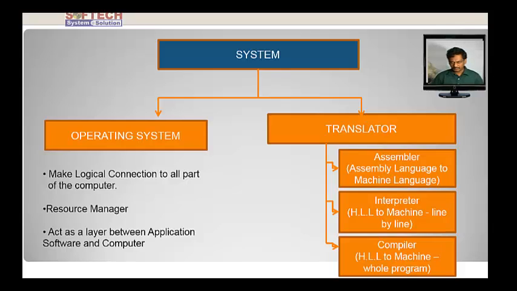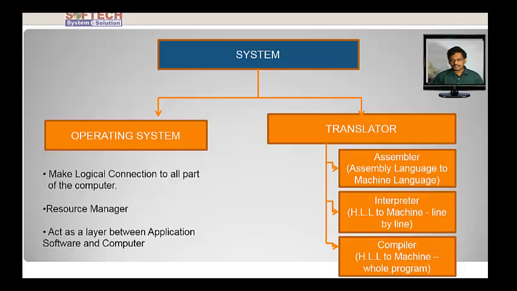In a similar way, the computer system also has a translator that translates the human-understandable program into machine-understandable form. So it also translates one kind of language into another kind of language, that is, human-understandable language into machine-understandable language. This is the translator of the computer system. The translator is also classified into three types. The first one is the assembler.